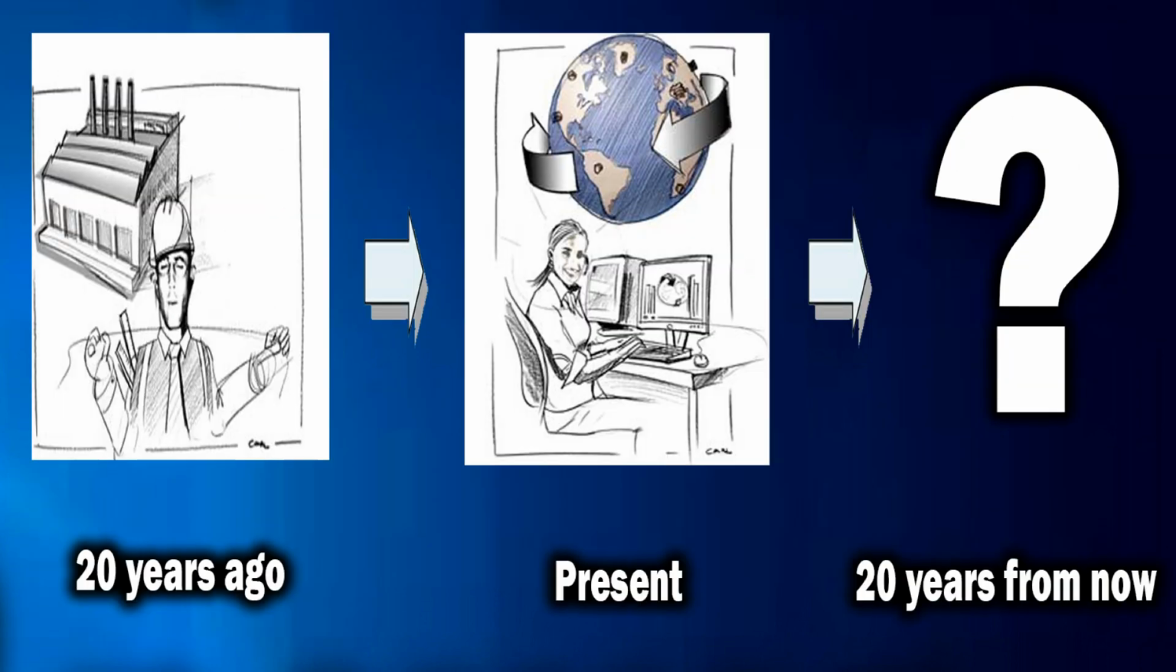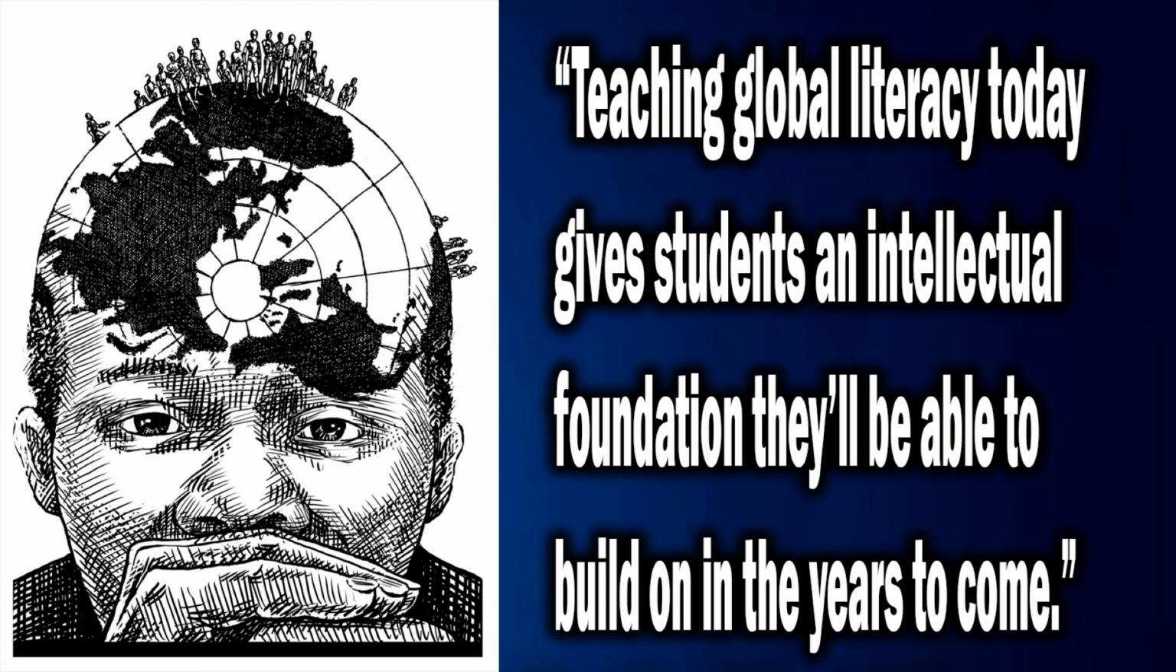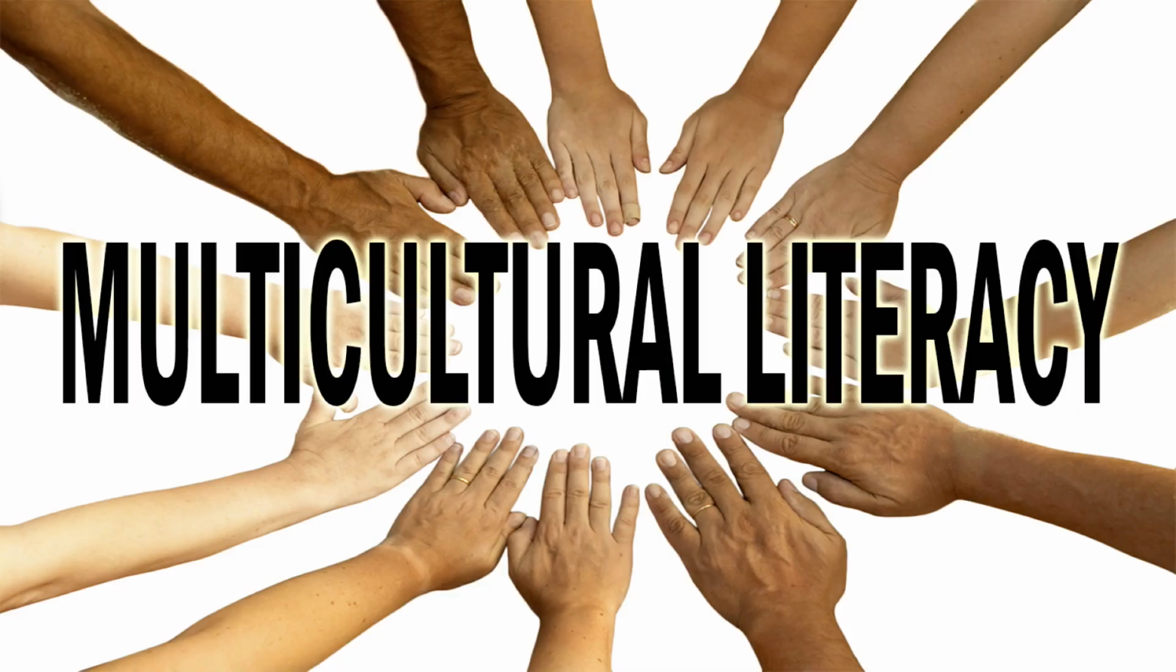There's a statistic that says if you look at the types of jobs available today, half of them didn't exist 20 years ago. So what does that mean for our kids 20 years from now? What kinds of opportunities and jobs will be available to them when they become adults? None of us knows for sure, though clearly they'll have a global perspective. Teaching global literacy today gives students an intellectual foundation they'll be able to build on in the years to come.